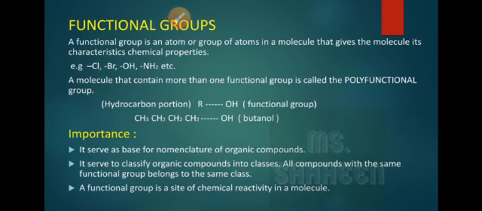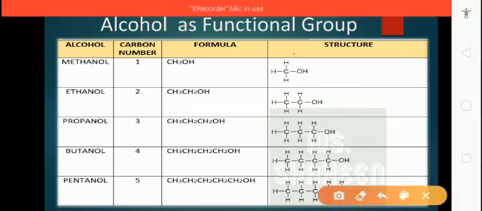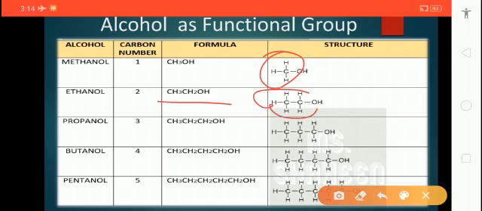Okay, now here, alcohol as a functional group, if it is attached with the methyl group, it is known as methanol. If it is attached with the ethyl group, it is known as ethanol. 3 carbon atoms, propanol, butanol, and then pentanol.